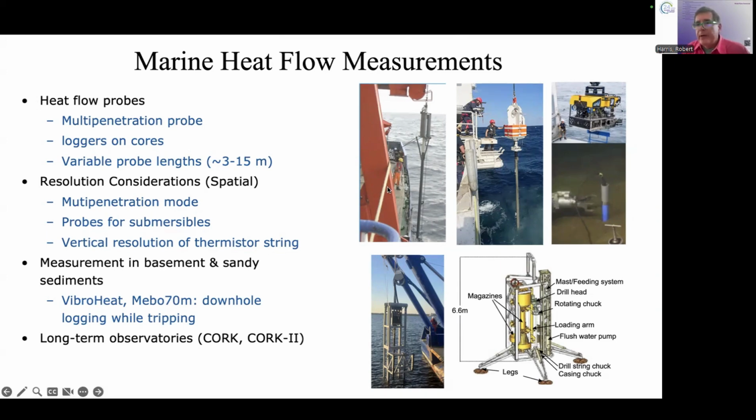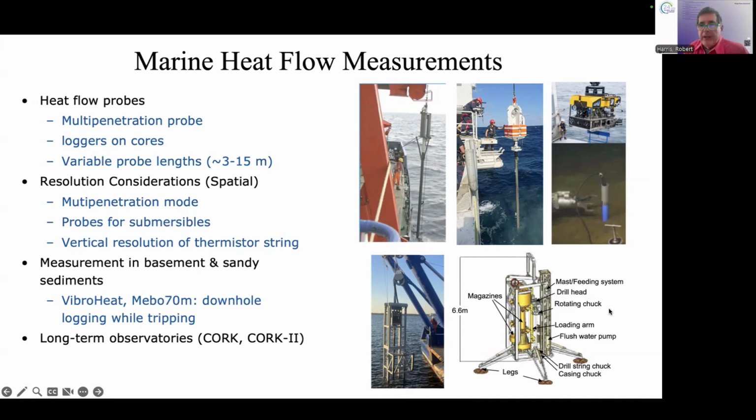These at the top are different pictures of different probes. We can also put probes on ROVs, remotely operated vehicles, and make measurements. These probes are typically a meter long at most. And you cover a very small area with an ROV where you might cover larger areas with a ship. So those are probes for submersibles.